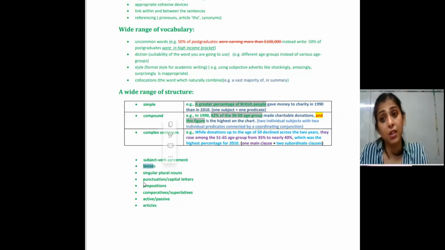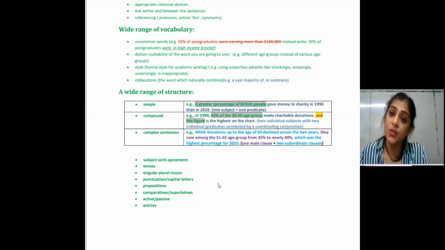So please be careful for the punctuation, for your comma, for your full stop, for the dashes, for the colons, for the semicolons. Got it? And then capital letters. Capitalization is also important.